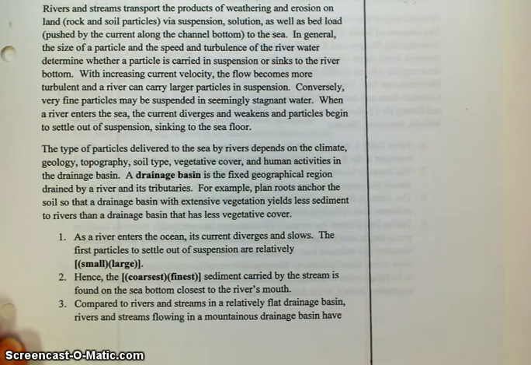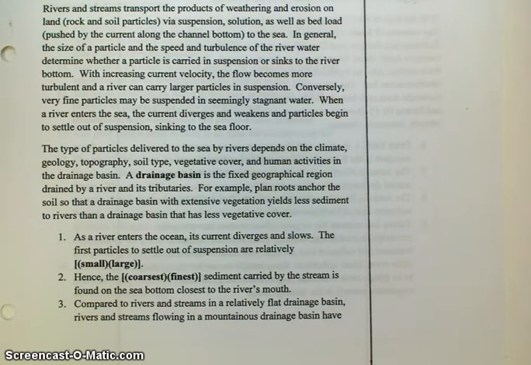Okay, so now we're down towards the bottom of the page at the next paragraph. The type of particles delivered to the sea by rivers depends on the climate, geology, topography, soil type, vegetative cover, and human activities in the drainage basin. A drainage basin is the fixed geographical region drained by a river and its tributaries. For example, plant roots anchor the soil so that a drainage basin with extensive vegetation yields less sediment to rivers than a drainage basin that has less vegetative cover.